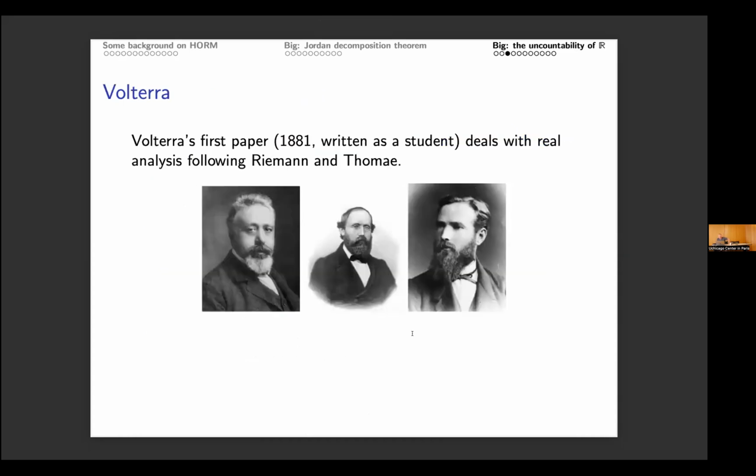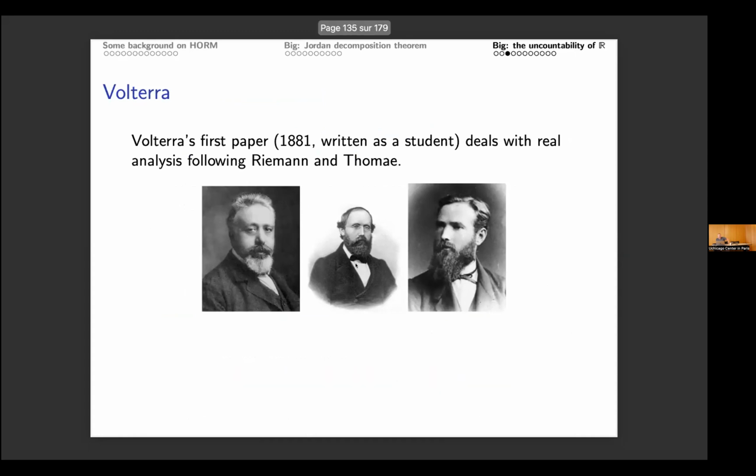So I could have gone with Volterra, Vito Volterra. So what's the history here? Riemann's integral was revolutionary. Why? Before Riemann, you could only integrate functions that have finitely many points of discontinuity. Riemann's integral allows you to do more.